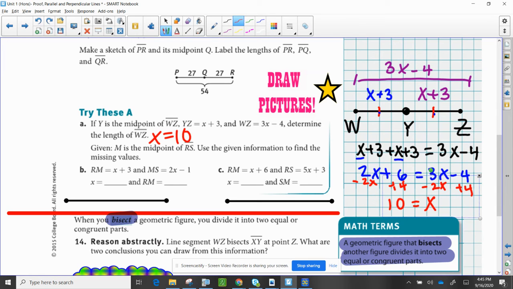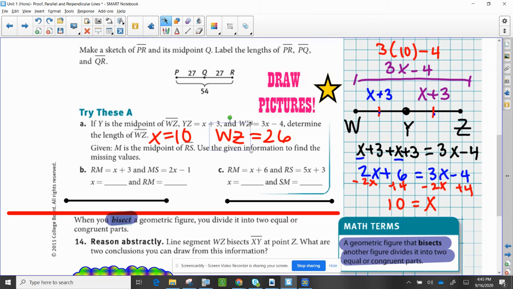So they want us to actually find the length of WZ, the entire segment. So that's just a quick little plug and chug there. 3 times 10 minus 4. So what would that be? 26. Okay.